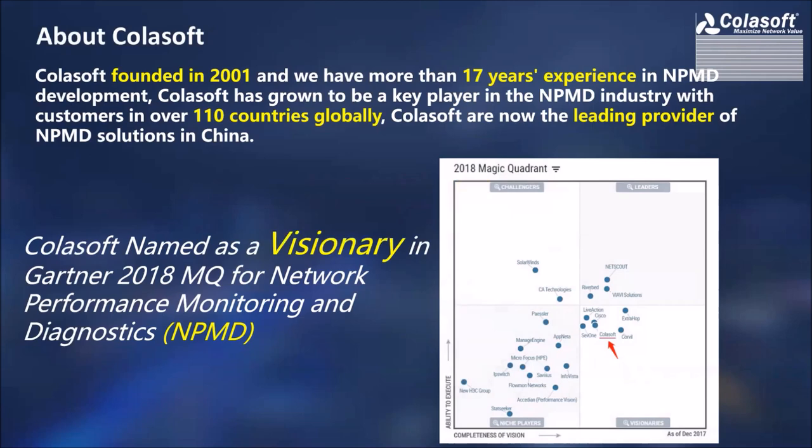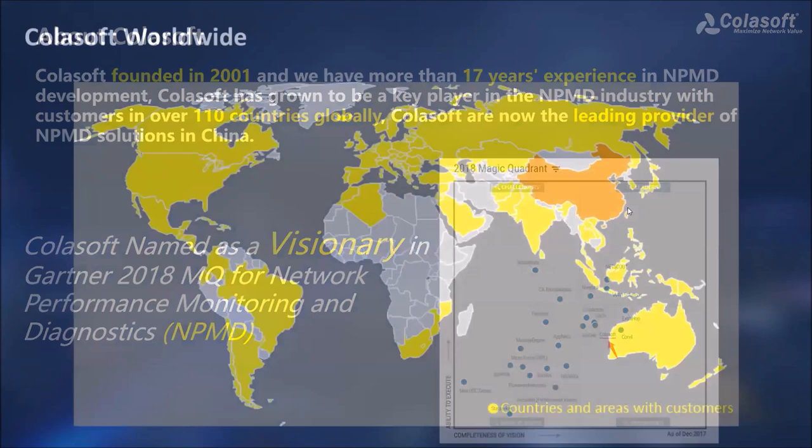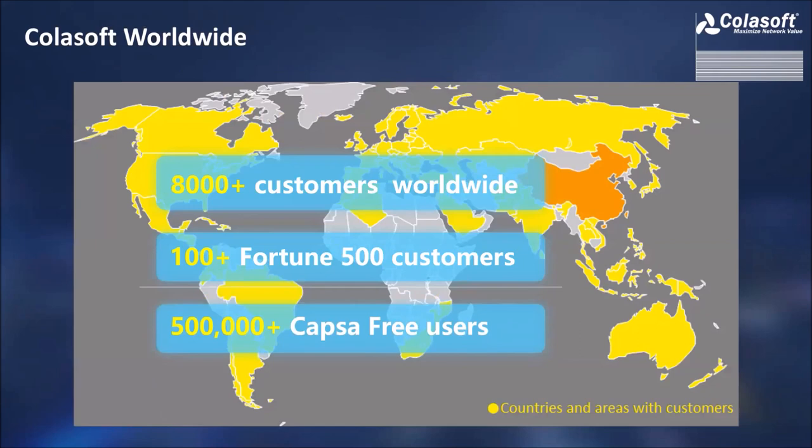Colasoft was founded in 2001, and we have more than 16 years of experience in the NPMD industry. Now we provide our products and solutions to over 110 countries globally, and about 1,000 customers use our products to troubleshoot their networks. We were also named a visionary in Gartner's 2008 MQ for network performance monitoring and diagnosis. And we have more than 100,000 customers worldwide.